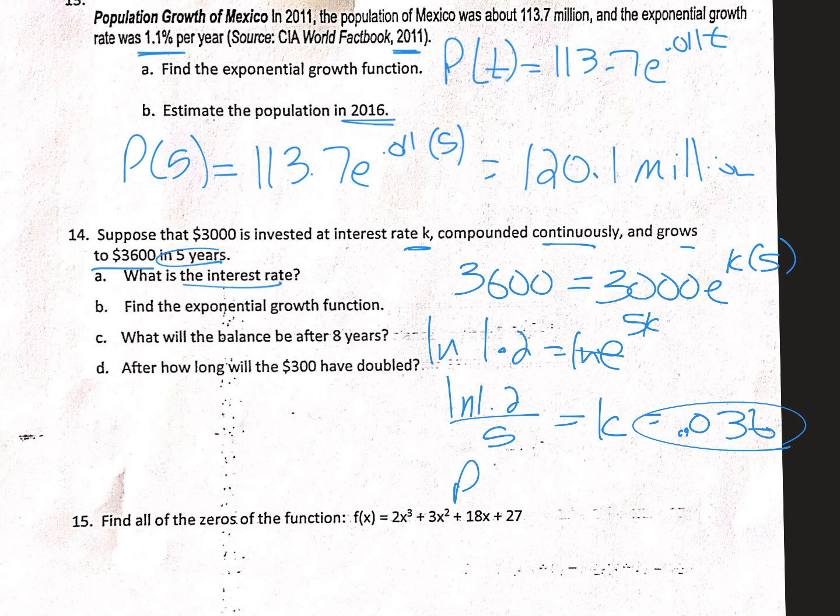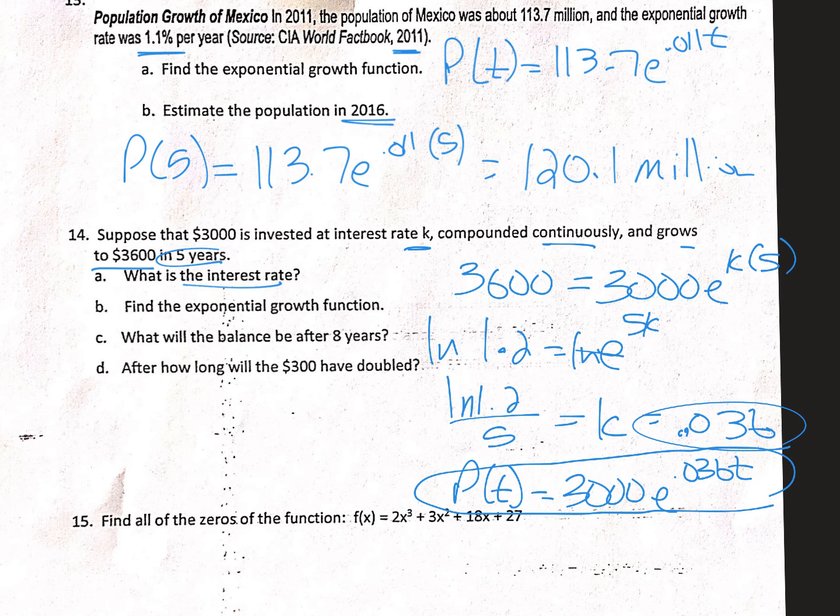Okay, then it says find the growth function. So I just write the function. P of t equals 3,000, which was the initial amount, e to the 0.036t power. Remember, when I ask you to write the function, leave the t in it.